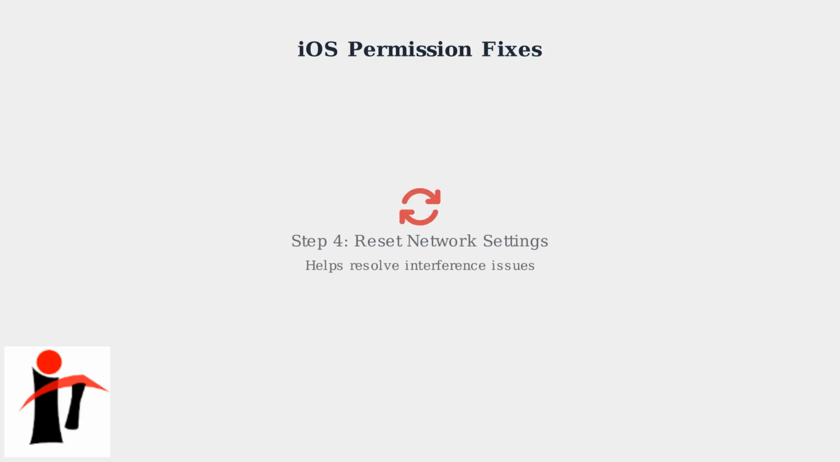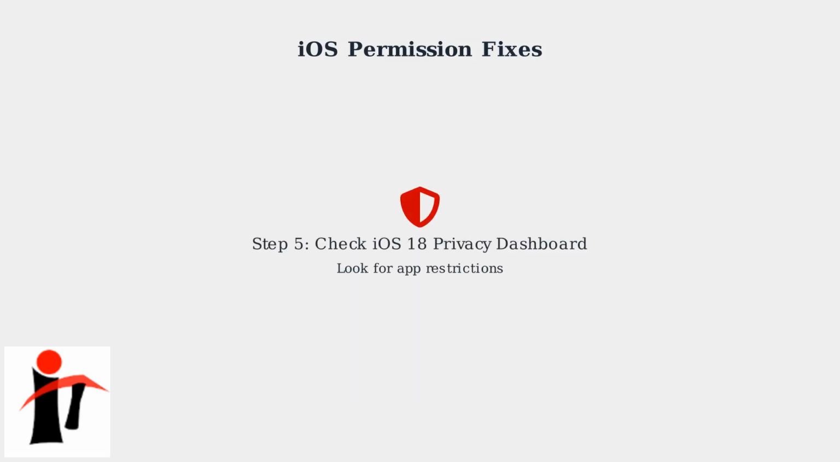If issues persist, try resetting your network settings. This can clear any interference from iOS privacy features that might be blocking the connection. For iOS 18 users, check Apple's privacy dashboard for any restrictions on the Tesla app. This new feature can sometimes limit app permissions.